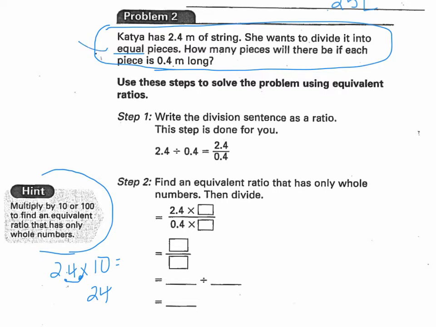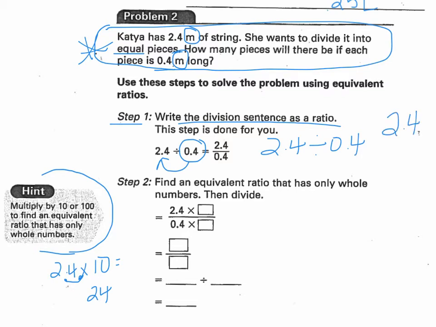First of all, we need to look. Do I have the same units? Yes, I do. If I didn't, I would have to convert. Now I can do step 1. Write the division sentence. How many times does 0.4 go into 2.4? So I'm dividing. I'm going to rewrite it as a fraction or a ratio. 2.4 over 0.4. This line indicates division.